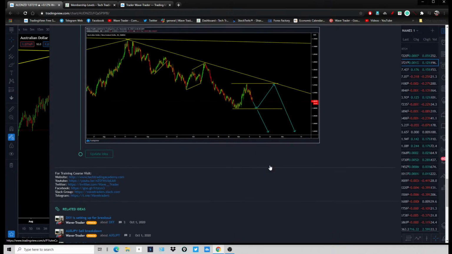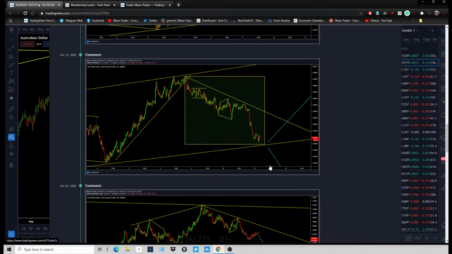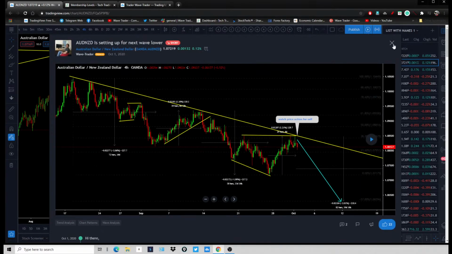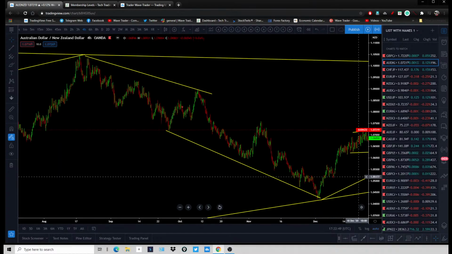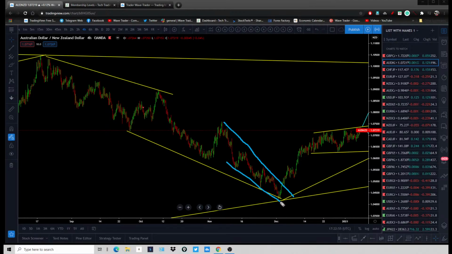Unfortunately, I haven't updated this chart, but we do have that chart somewhere in our group. We were looking for this to break up, if you remember. This to break up, and I even showed you these corrections in the weekly market outlook.